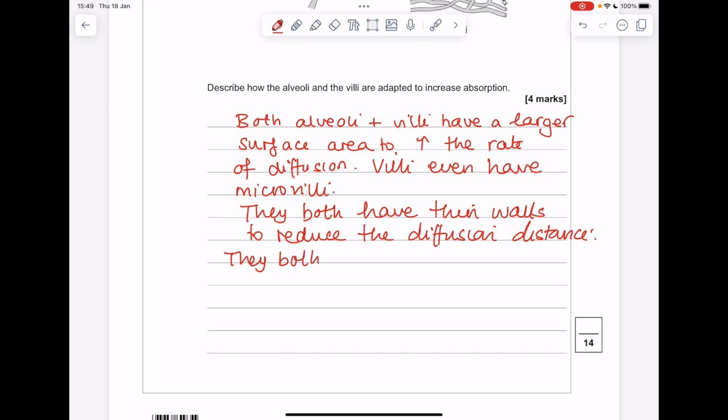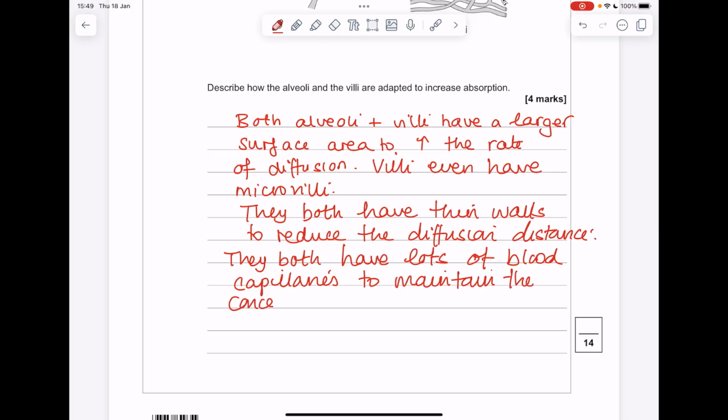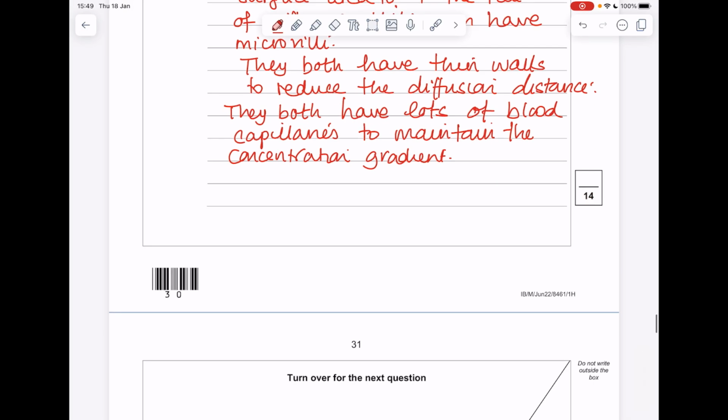They both have lots of blood capillaries to maintain the concentration gradient. That just basically means they maintain a steep concentration gradient, because those gases and food molecules get taken away quickly, which means that you have a low concentration area, so therefore diffusion can occur faster.